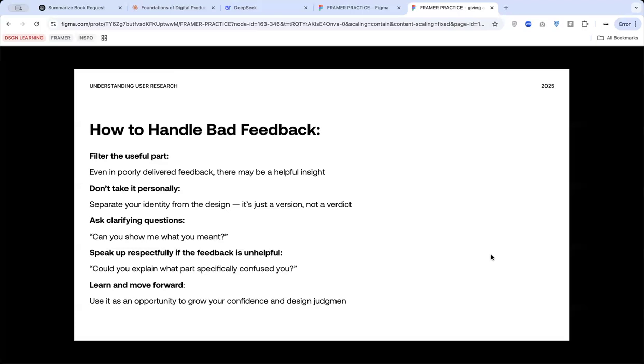Again, speak up respectfully if the feedback is unhelpful. Like I said, if you notice that you are getting bad feedback and the person is now making it about you, like the person has left design now and is focusing on you, you are the one that has to steer the conversation. Because if you don't steer the conversation, it will just be about you.